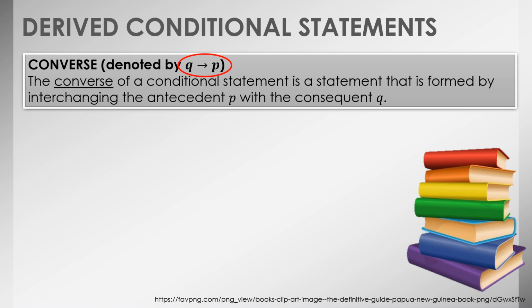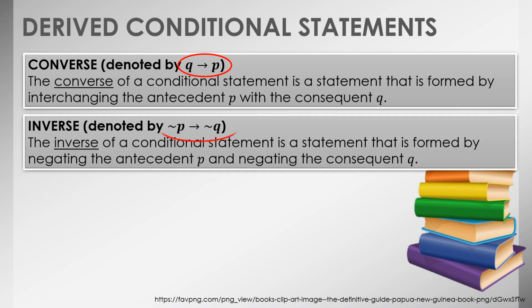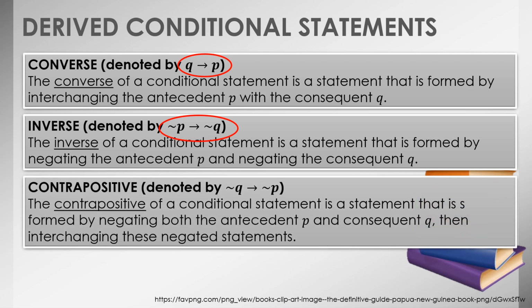The converse is denoted by this, which is formed by interchanging the antecedent and the consequent of the P and the Q statement. For the inverse, it is denoted by this, which is formed by just negating both the antecedent and the consequent, or the P and the Q statement. And lastly, the contrapositive. This derived statement is denoted by this, which can be constructed by getting the converse of the inverse of any conditional statement.